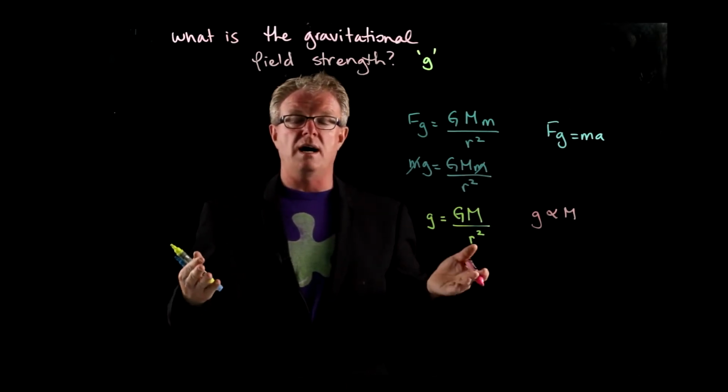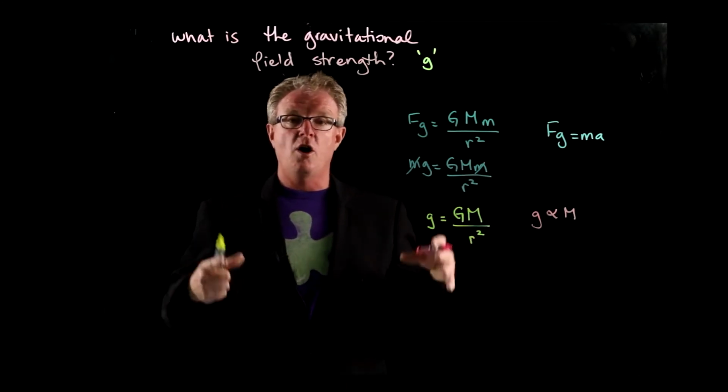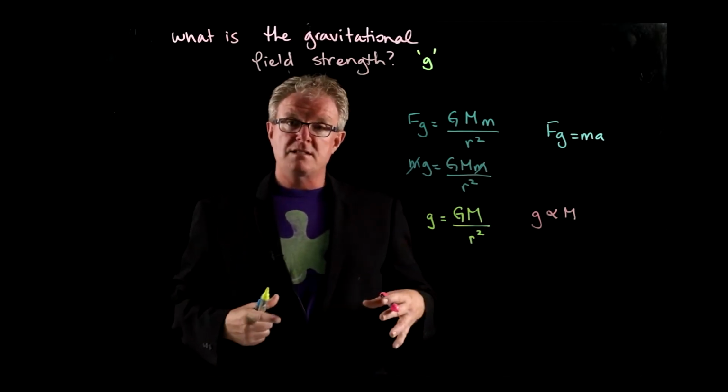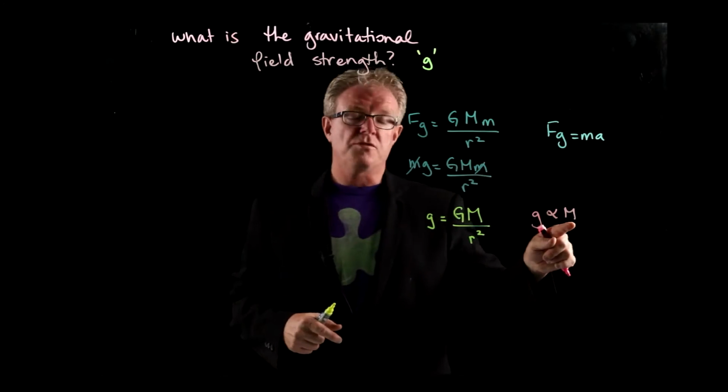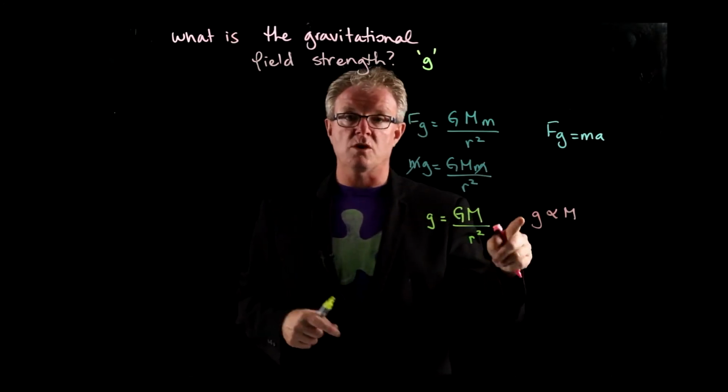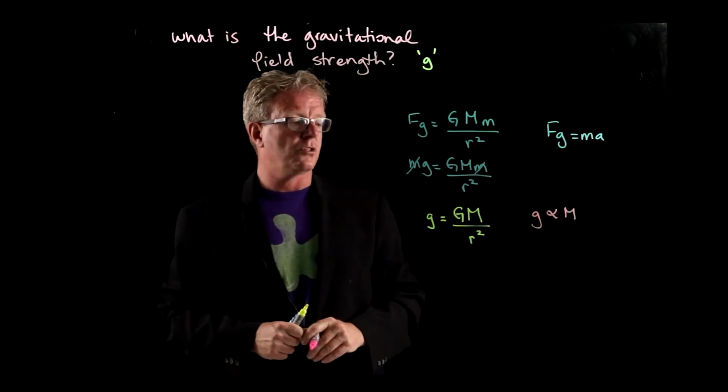So the value of 9.8 meters per second squared on Earth is dependent upon the mass of the Earth. If we make that mass smaller, such as the Moon, then if the mass is smaller, therefore g is smaller, and it is. It's 1/6 the value of the Earth.